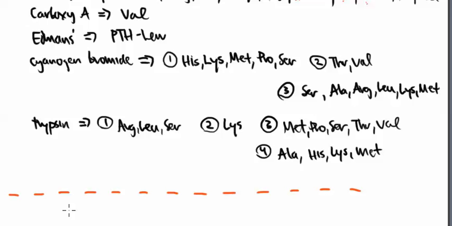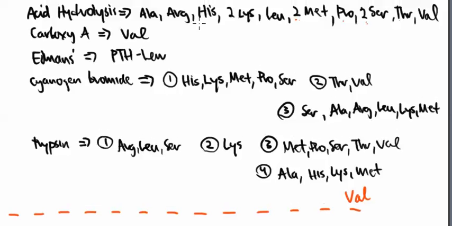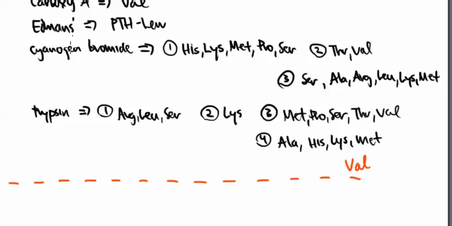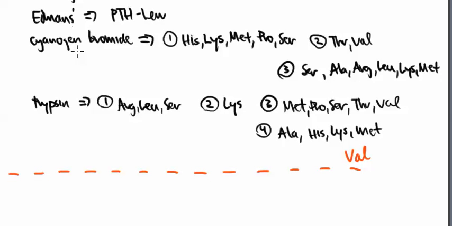Carboxypeptidase A targets the very last amino acid of the chain. So carboxypeptidase A has now told me that valine will be in the last position. Up in the acid hydrolysis, we only had one valine there, right? So I can now cross that out. That one's taken care of. I don't have to worry about it anymore.